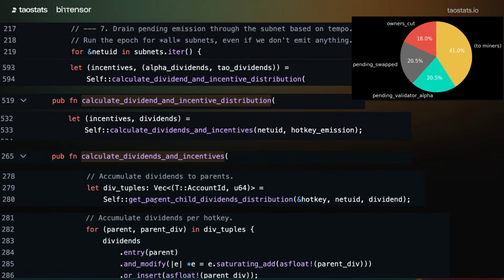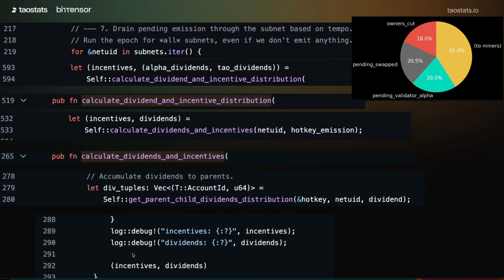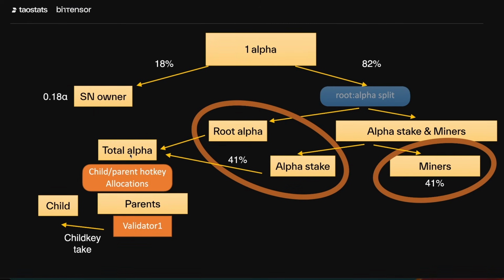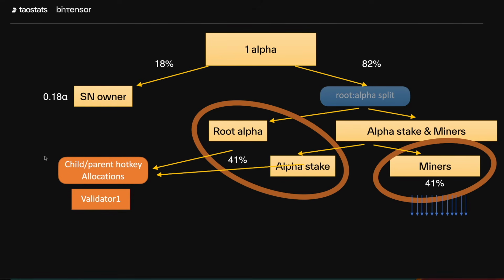So now we've gone through and we found the parent-child distribution. We've accumulated the dividends for every single hotkey. And now we have the incentive and the dividends for the miners and for the validators. So we did all of the work here. We had the total alpha. We split it up between the parents and the child. For each one of the parents, we found the child hotkey take and distributed that. And so we can simplify this to the parent-child hotkey allocations, and we now know the correct emission for all of the validators. And we also know the emission for all of the miners.